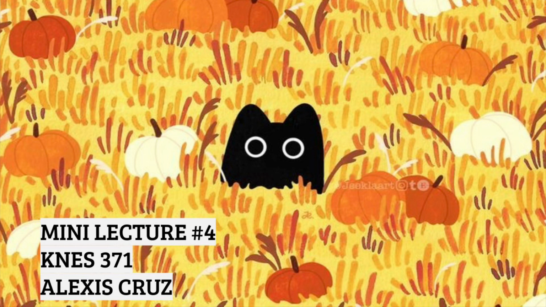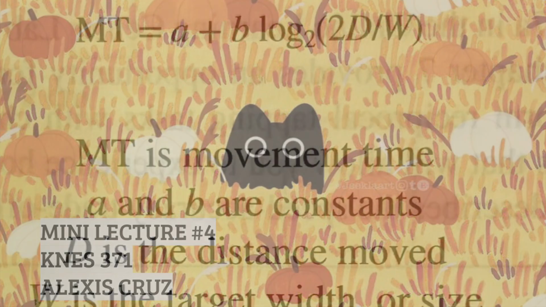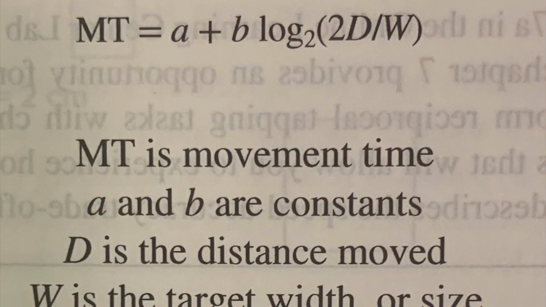So Fitts' law mathematically describes this relationship as MT equals a plus b log2(2D divided by W). So in this case, MT equals movement time, a and b are constants, D is the distance moved, W is the target width or size, and a little side note is that the log2(2D divided by W) provides an index of difficulty for speed-accuracy skills. It's a quantitative measure of the difficulty of performing a skill that requires both speed and accuracy.